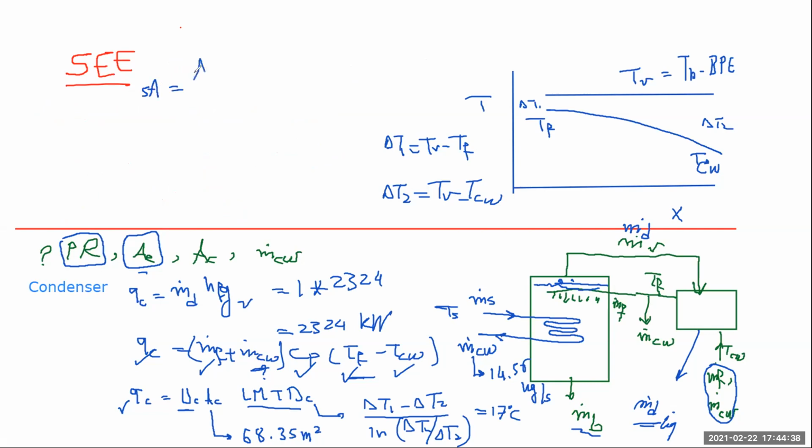It's the total area of the evaporator plus area of the condenser divided by the product, or specific mass flow rate of the cooling water, which is going to be the mass flow rate of the cooling water divided by the mass flow rate of the distillate. How much cooling water you need per unit production of the distillate, how much area you need per unit production of the distillate.